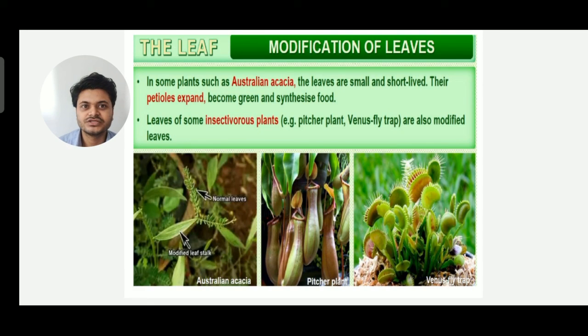Next in modification of leaf, in some plants such as Australian acacia, the leaves are small and short-lived. The petiole expands, becomes green, and synthesizes food. You can see Australian acacia. And leaves of some insectivorous plants, for example pitcher plant and Venus flytrap, are also modified leaves. You can see the pitcher plant and Venus flytrap. The figure is given.